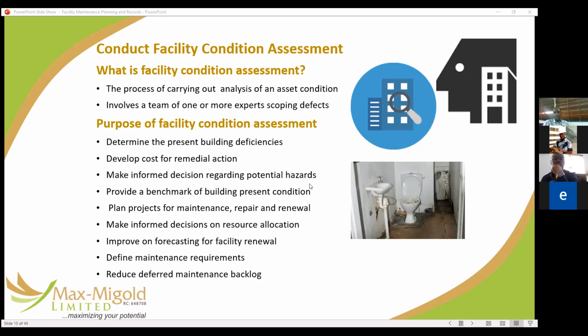Conduct facility condition assessment. I wouldn't want to say much about it because we dealt with this in some of the past trainings. We know facility condition assessment is a process of carrying out analysis of an asset condition, and it involves a team of one or more experts scoping the defects. The purpose of facility condition assessment, which we all know, is to develop goals and to itemize deficiency. It tells us what we need to do, either to repair, to replace, or upgrade, and at the same time it helps us in forecasting. It defines maintenance requirements and reduces deferred maintenance backlog. So these are more or less what we gain when we conduct facility assessment.